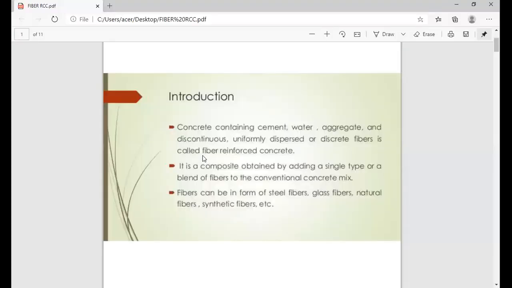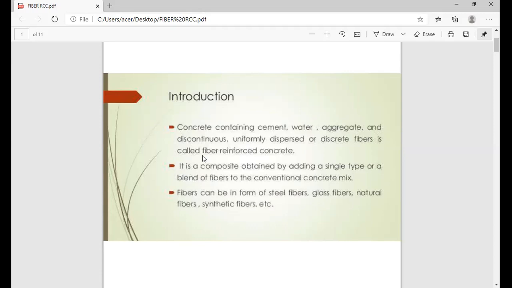Students, concrete is a mixture of cement, aggregate and water, right? So if we add fibers to concrete, that makes it fiber reinforced concrete. So what is a fiber? Fiber can be in the form of steel fibers, glass fibers and natural fibers. Synthetic fibers can also be used, right?